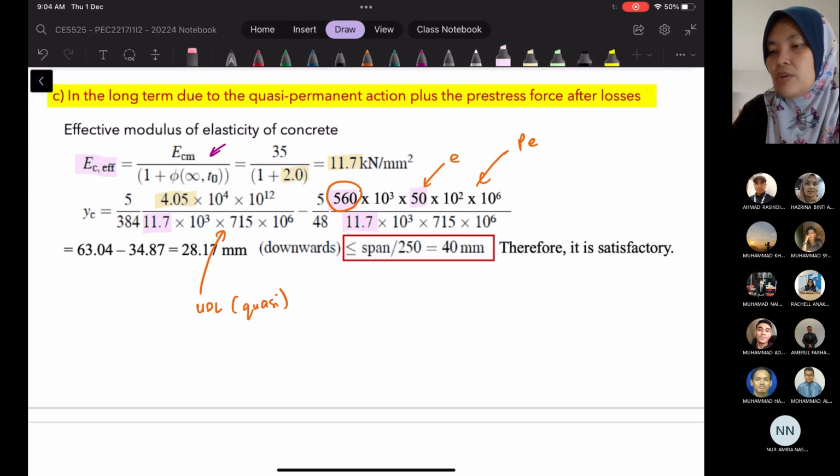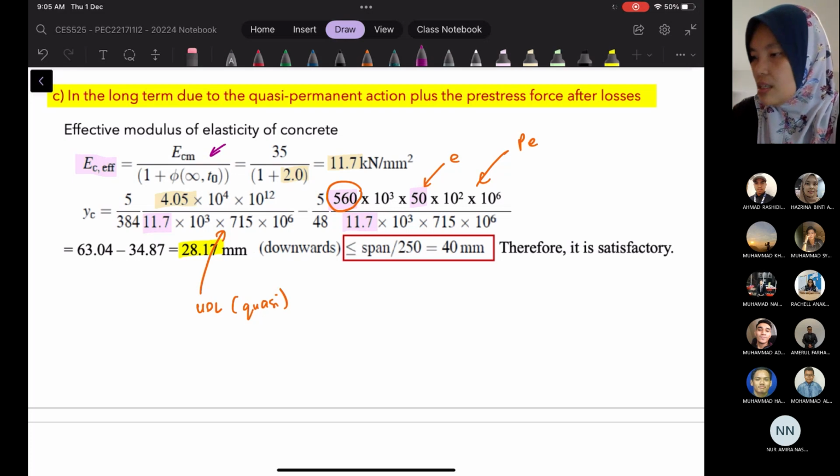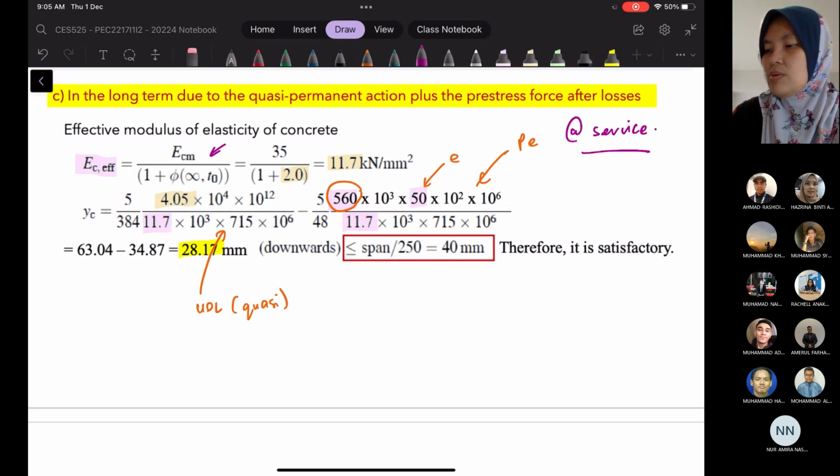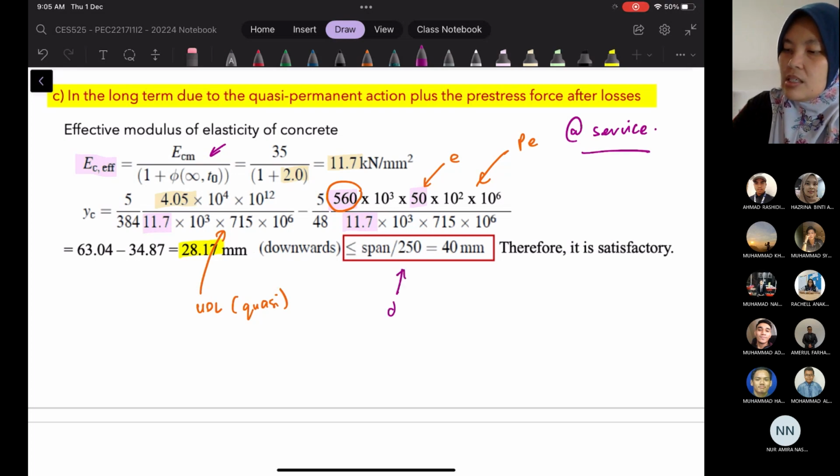After we have calculated that, we get our value of deflection in the long term, which is 28.17. Since 28.17 is positive, it is considered as moving downwards. So this is at service. I want to write it here: at service. Then we are going to compare with the deflection limit.